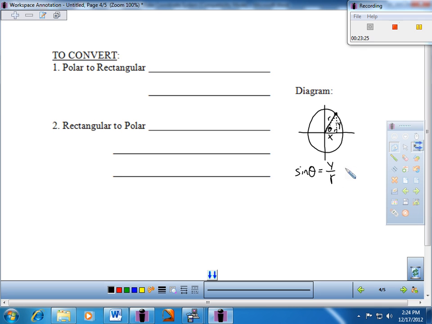Let me do one other thing first. Let's get one of the other primaries taken care of. So cosine of theta. If I asked you for the cosine of any angle, you would of course tell me it's the horizontal over the direct, x over r. And one more that we're going to see come up in a little bit, tangent. Of course, tangent is vertical over horizontal, and so it's y over x.